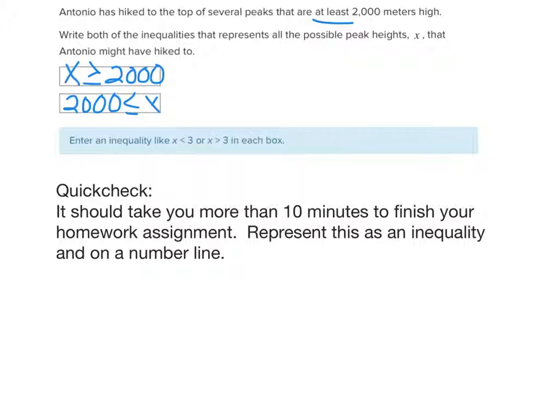So inequalities could be either direction. You just have to make sure that the alligator's eating the correct number. In this case, it's the x. All right, quick check. Go for it. See you soon.